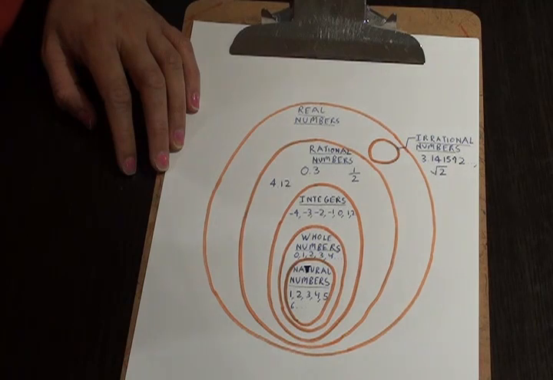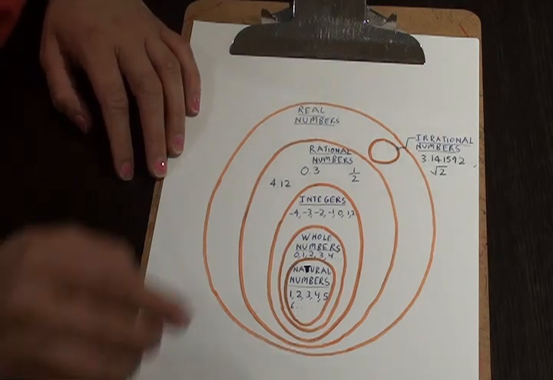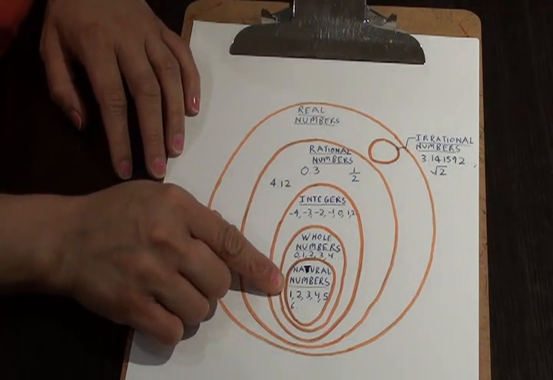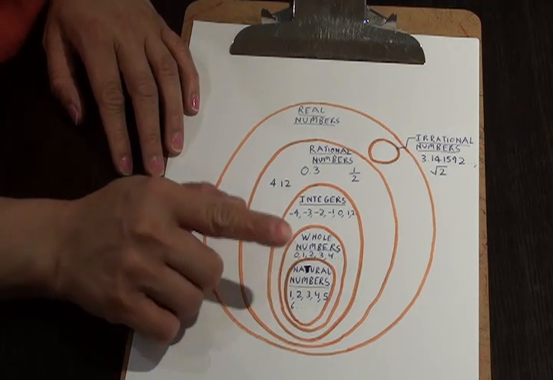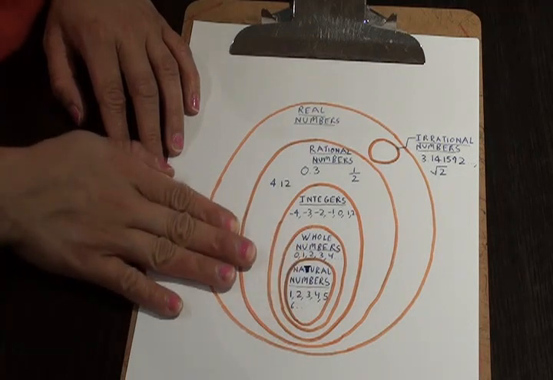Natural numbers are whole numbers from 1 and up. So for example 1, 2, 3, 4, 5, 6 and so on are all natural numbers.